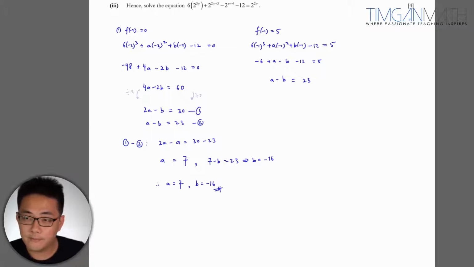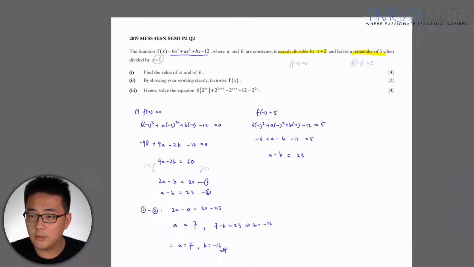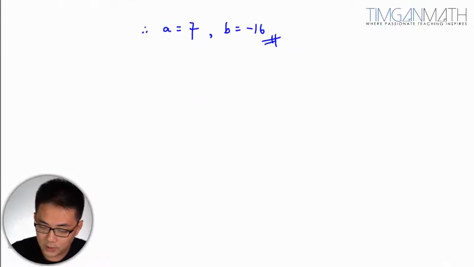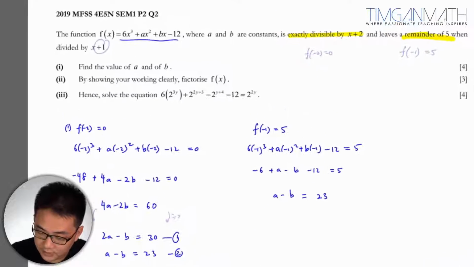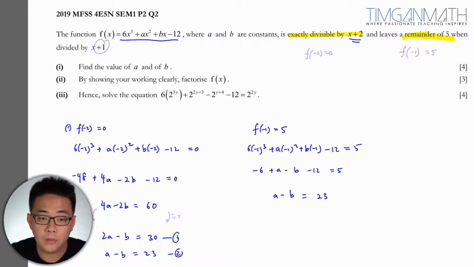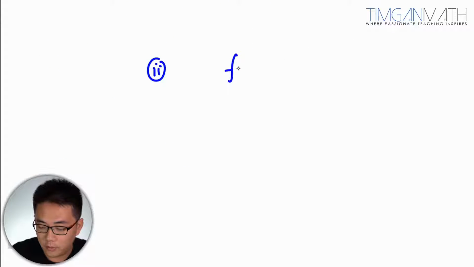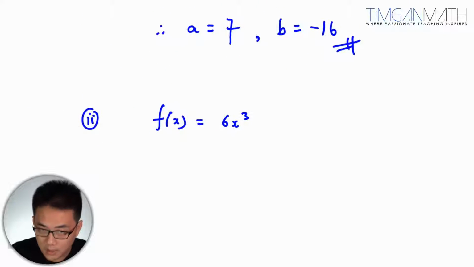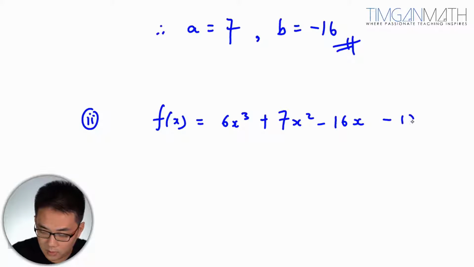All right, so let's look at the subsequent part by showing your working clearly. Factorize f(x). So there are a few ways of doing this. I think what you could do is just long divide with its factor, which is x plus 2. Okay, so that's what we need to do. From previously we know f(x) would just be 6x cubed, a was 7, so plus 7x squared, and after which minus 16x minus 12, right?